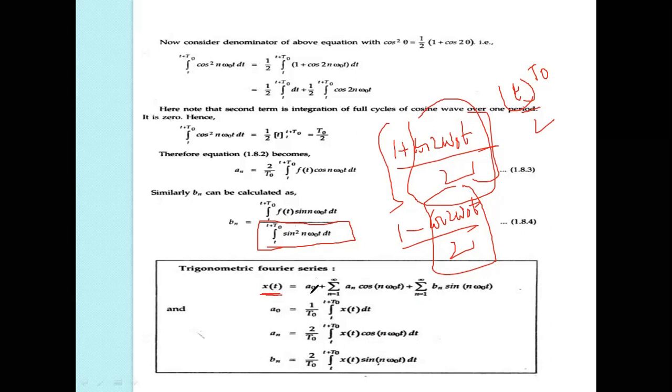So x of t having a naught, or otherwise a naught by 2 by keeping the 2 by T naught here, or a naught is 1 by T naught, and here it is a naught. Remember, this is a very important expression. The x of t is equal as a trigonometric Fourier series.